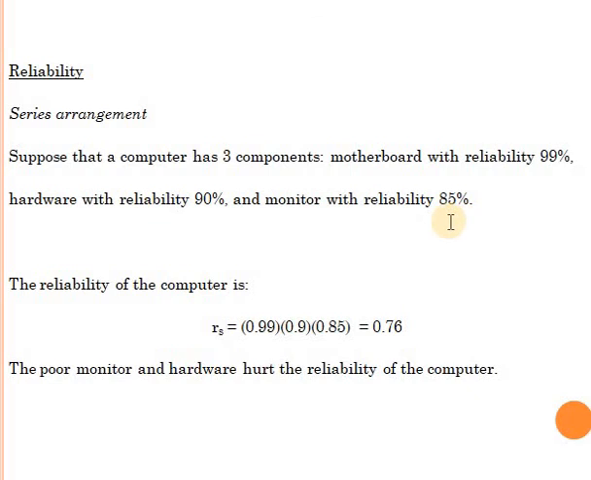Now, what will be the reliability of the computer, the final product? It's going to be the multiplication of the reliability of all of the components. So it's going to be 0.99, which is the 99%, times 0.9 times 0.85. So the overall reliability of the computer is going to be 76%. So that's why the poor monitor and hardware will hurt the reliability of the computer.